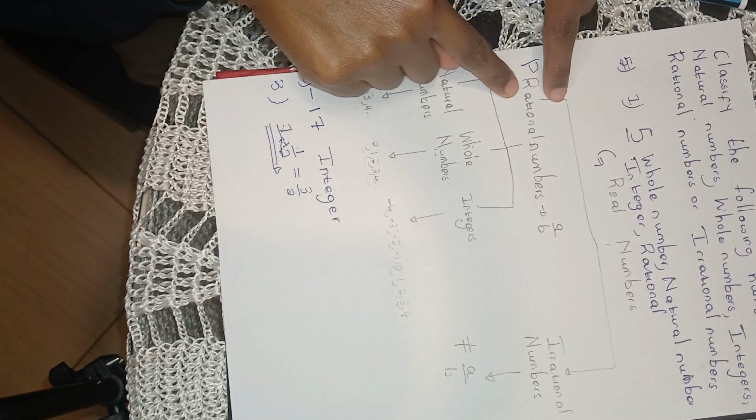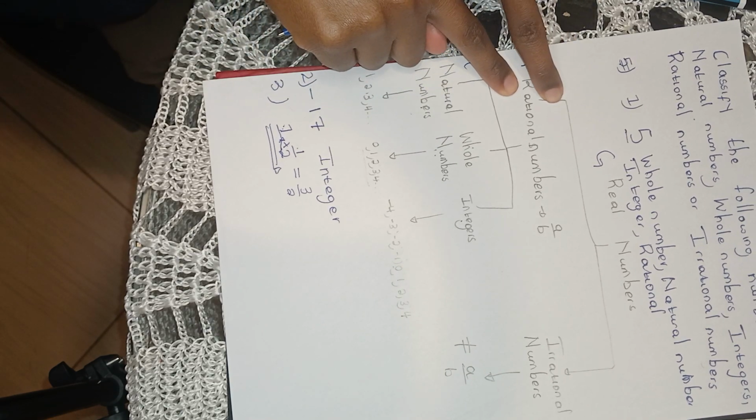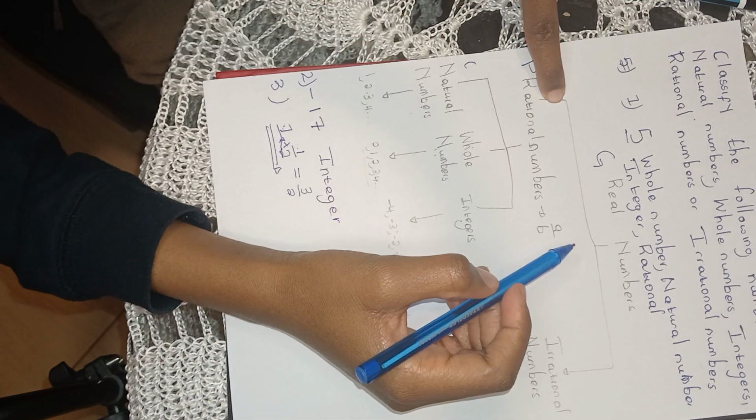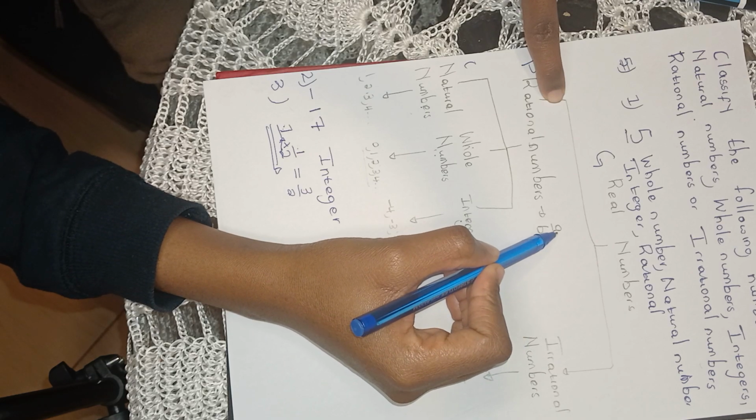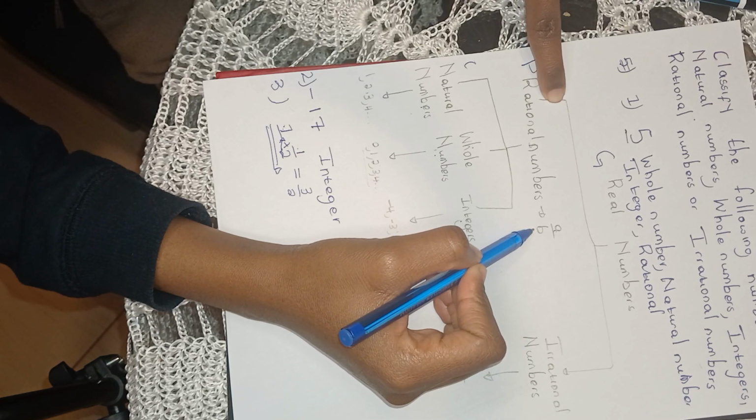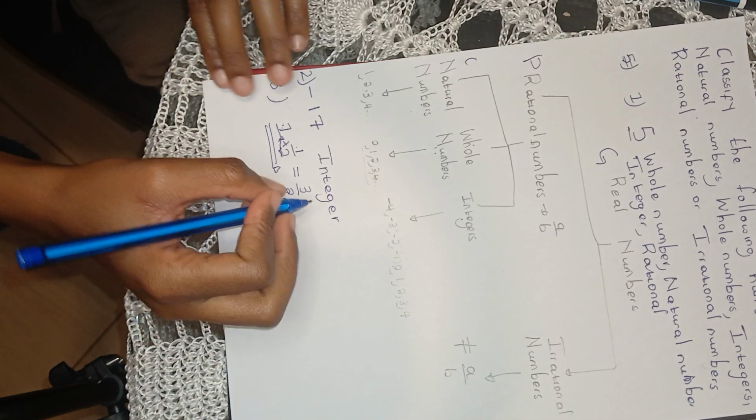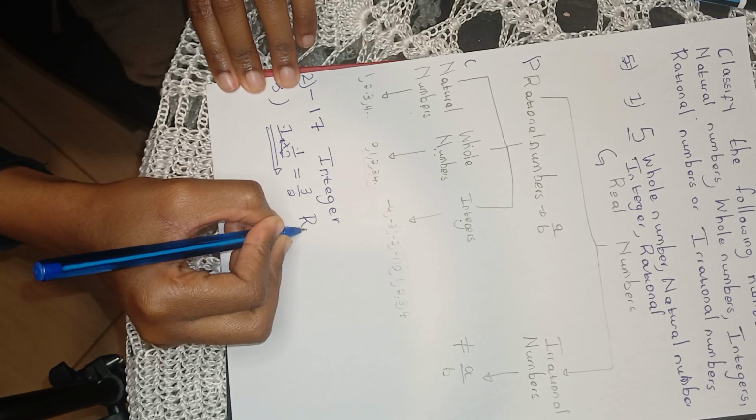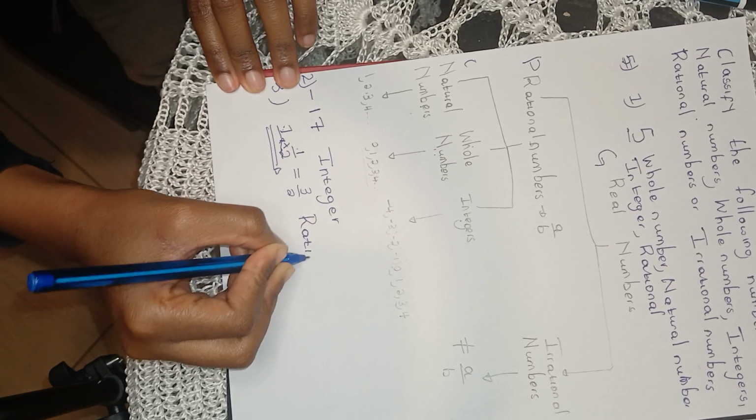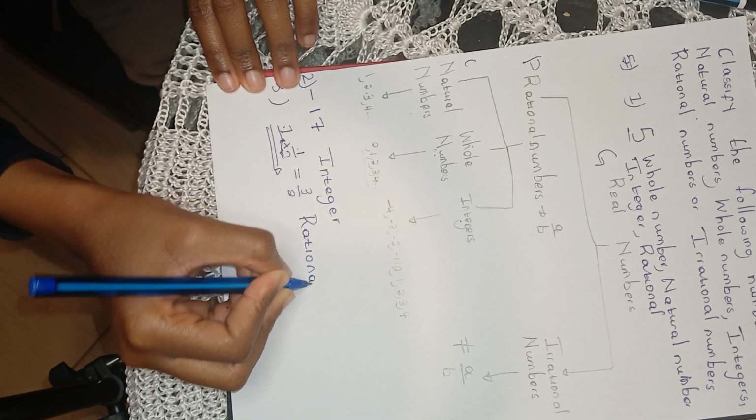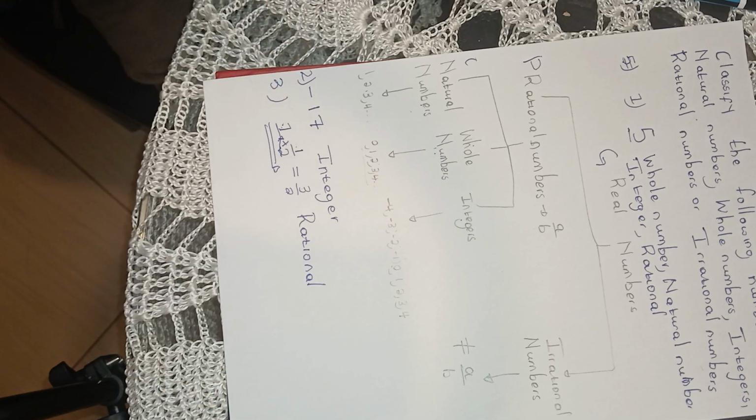Is it a rational number? Yes, because it can be written in the form A over B. So it is a rational number. Is it an irrational number? No, it's not an irrational number.